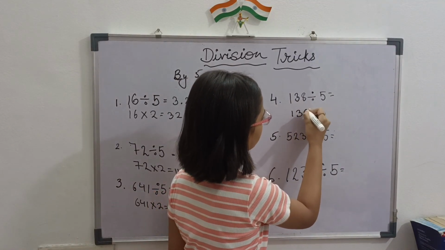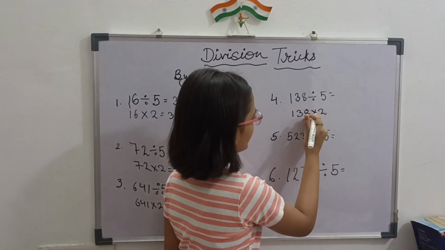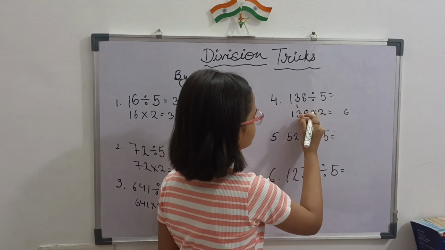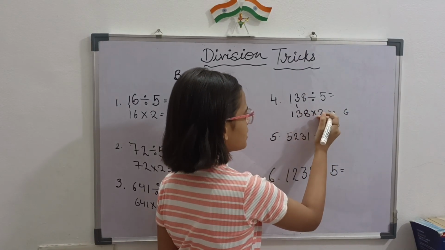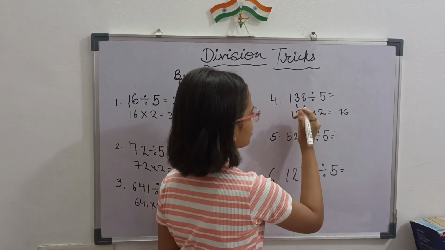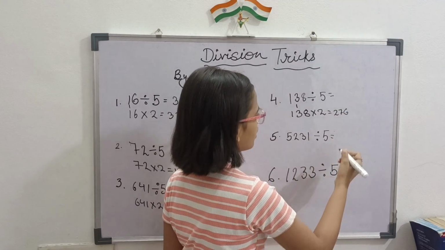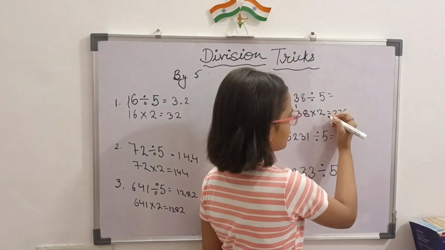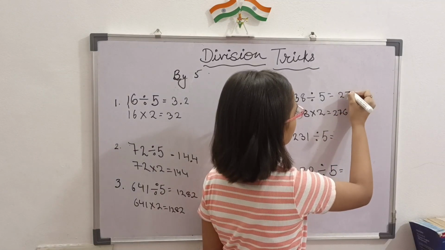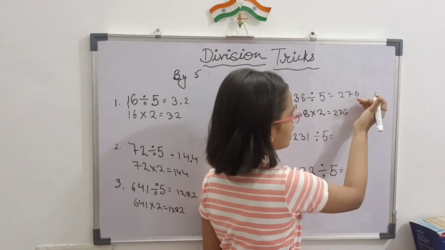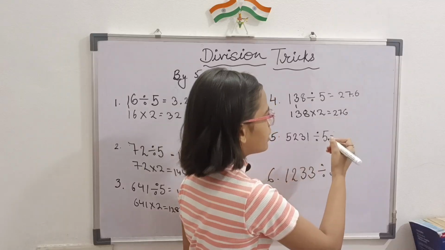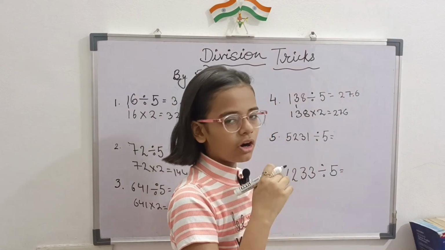So our next number is 138 divided by 5. First we have to multiply it by 2. 8 ones are 8, 8 twos are 16. 1 carry 6. 3 ones are 3, 3 twos are 6, 7. 2 ones are 2. So after multiplying we get 276. Then we have to place a decimal after leaving a digit from the back. So the answer is 27.6.